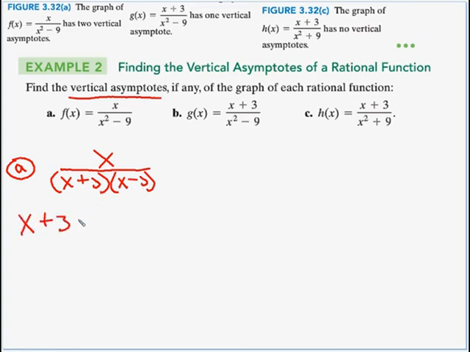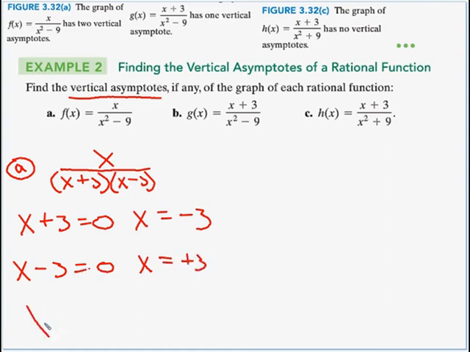So my vertical asymptotes are where these factors are equal to 0. If I set x plus 3 equal to 0, I get x is negative 3. If I set x minus 3 equal to 0, I'll get x is positive 3. Those are my vertical asymptotes, positive and negative 3. Remember when we were talking domain, we would set these not equal to. Now we're talking about asymptotes. We want to find where they are, so this is where they are located, at x equals 3 and x equals negative 3.